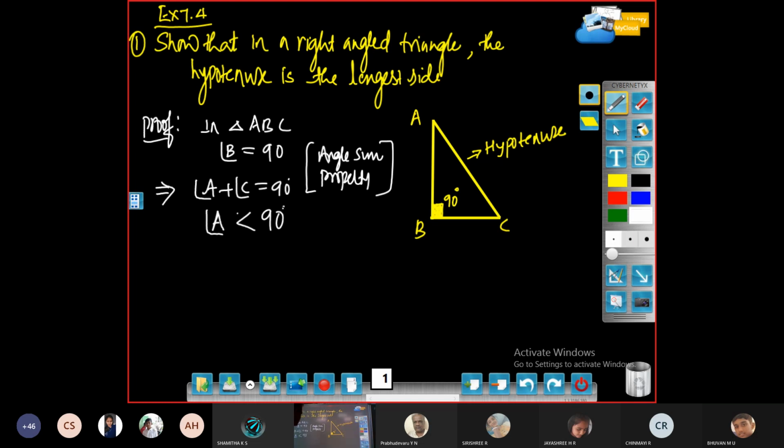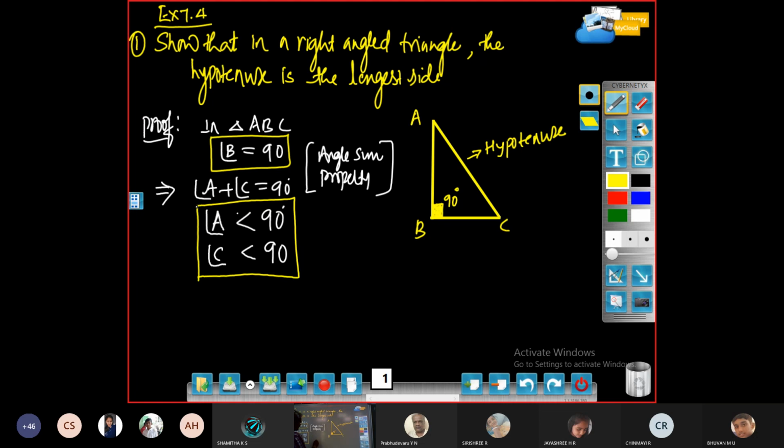Similarly, if I take C alone, is it less than 90 degree, greater than 90 degree, or equal to 90 degree? Students: Less than 90 degree. This also should be less than 90 degree. A is less than 90 degree, C is less than 90 degree, and we have B is 90 degree here. So we have angle B 90 degree, and angles A and C less than 90 degree. So in this triangle, B is the greatest angle.